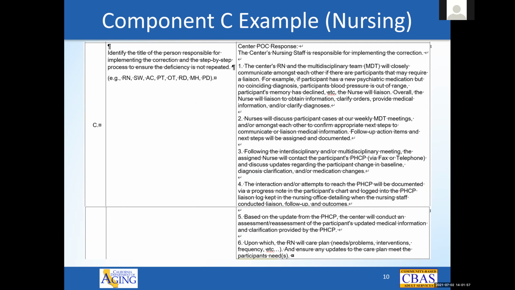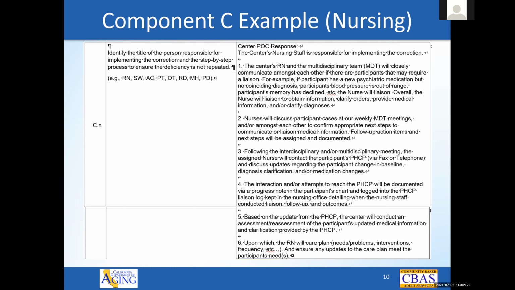Thanks, Whitney. The example response for the nursing citation discussed earlier is as follows. The center's POC response: The center's nursing staff is responsible for implementing the correction. Step 1, the center's registered nurse and the multidisciplinary team will closely communicate amongst each other if there are participants that may require a liaison.